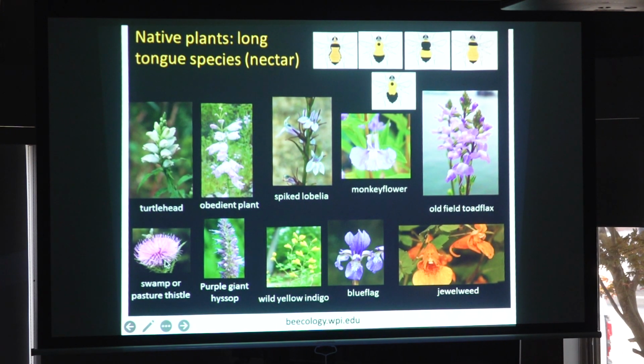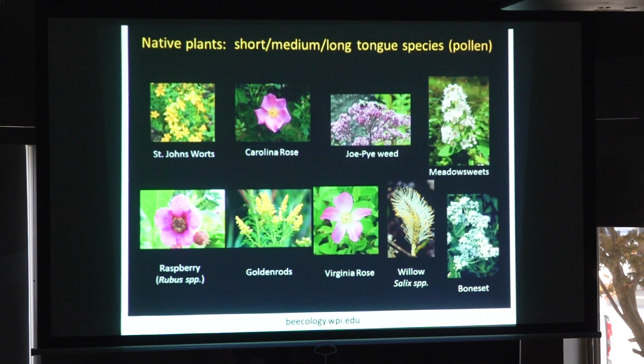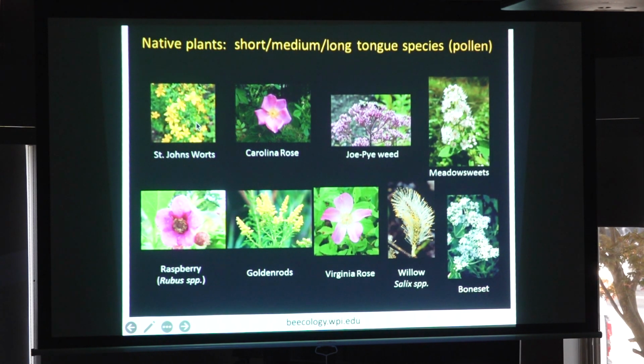This is the native thistle. There's a non-native that's out there, much more common. Purple giant hyssop, wild yellow indigo, blue flag iris. Now this is a native iris, and jewelweed is an annual that's quite common in wet places. All the rest are perennials, but jewelweed is an annual. And then there's St. John's worts. There's shrubby varieties and herbaceous.